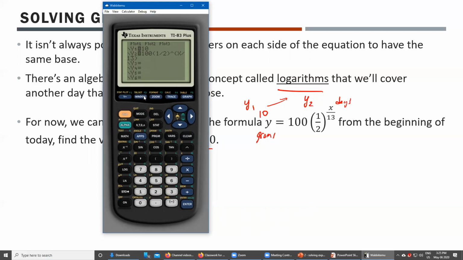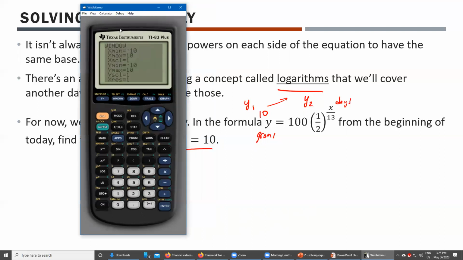We want to change our window and we want to do it logically. Notice how my window here is already just a standard window. Since this is a half-life thing, let's think about what our minimum x could be. Well, the minimum x would be technically 0. Now, I don't like using 0. I like using just something a little less than 0 to give myself a little wiggle room. So I'll actually make my x min -1. So -1 days. In other words, we're talking about what it looked like yesterday.